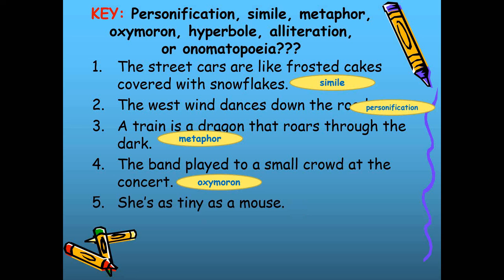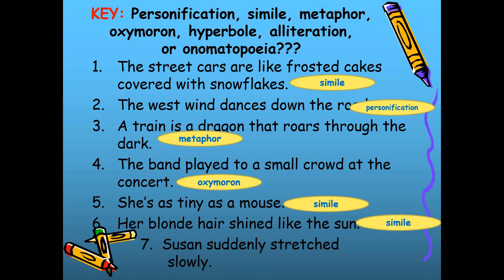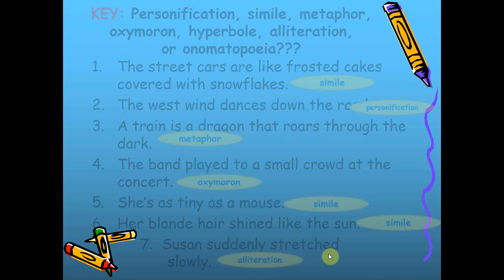She's as tiny as a mouse. I'm using as, so this is a simile. Her blonde hair shined like the sun. I'm using like, so this is a simile. Susan suddenly stretched slowly. We are starting all the words with the same sound, so this is alliteration.